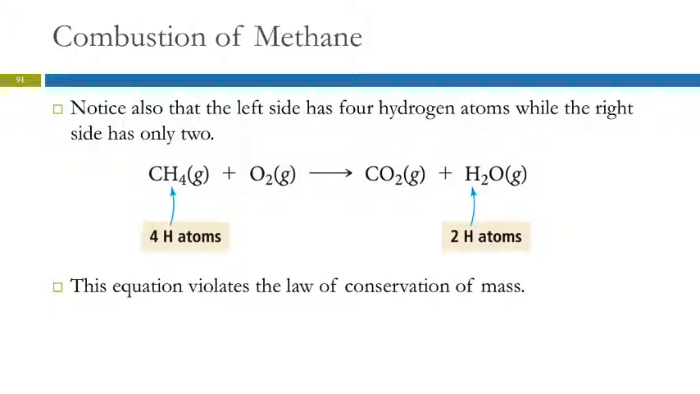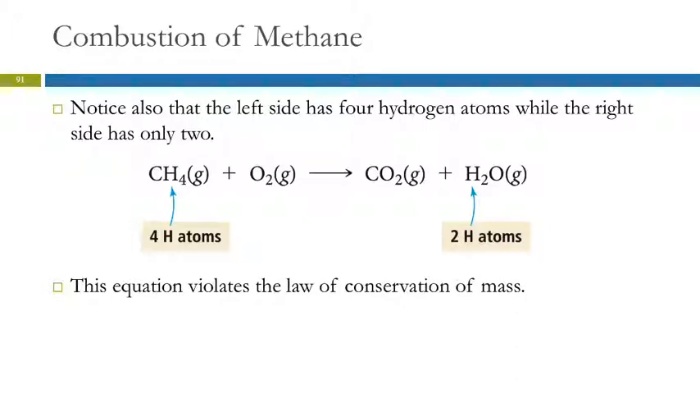We also have a problem with the hydrogens. Over here on the left, there's 4 hydrogens, and on the right, there's only 2. So what happened to the other 2? Did they turn into oxygen? No, that can't happen in a chemical reaction. We say that this equation is violating the law of conservation of mass. Because if you add up the mass of the reactants and you add up the mass of the products, they're not going to be equal.